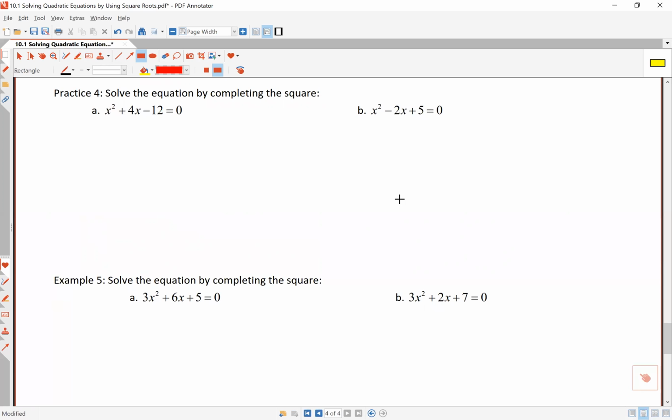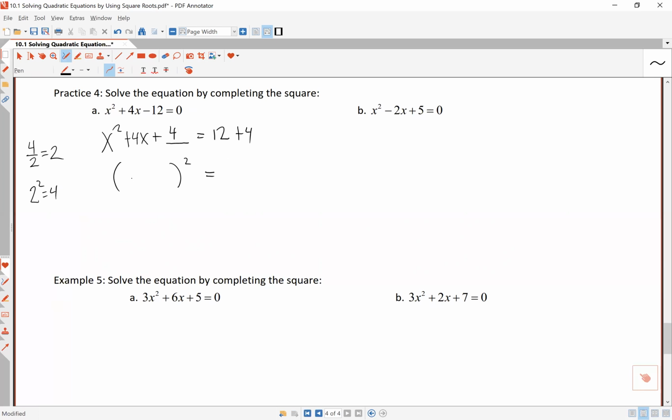x squared plus 4x minus 12 equals 0. We isolate the x squared and the 4x terms. We leave a little blank spot there to see what we need to add to both sides of this equation to make it a perfect square. 4 divided by 2 is 2, and 2 squared is 4. So I'm adding a 4 on the left. I also add a 4 on the right. The left side is the square of x plus 2, and 12 plus 4 is 16.